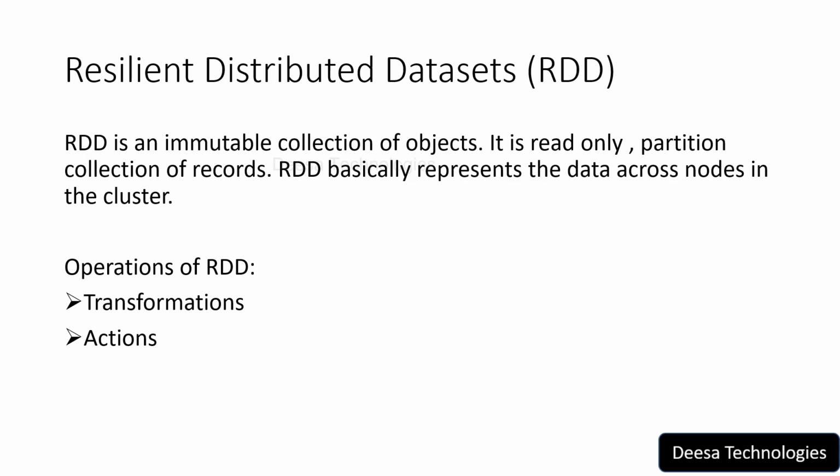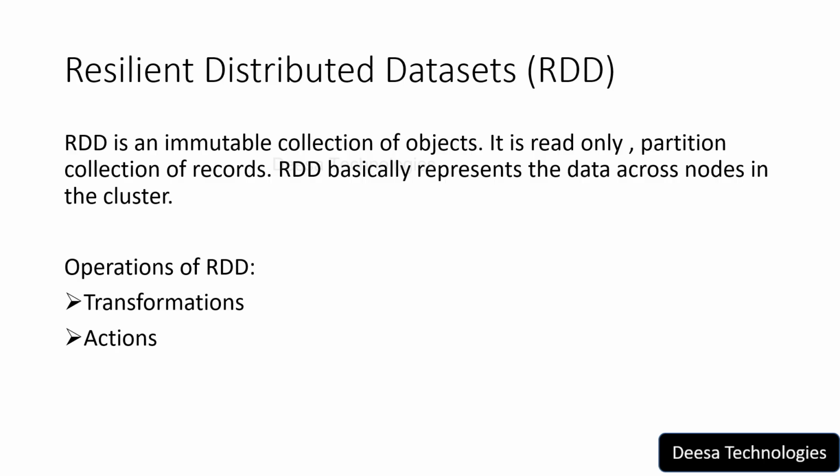Actions are functions that do not change the data but basically give you the output. For example, count is an action. What count does is it does not change your data. All it does is count the data and give you the output. So that is your action.